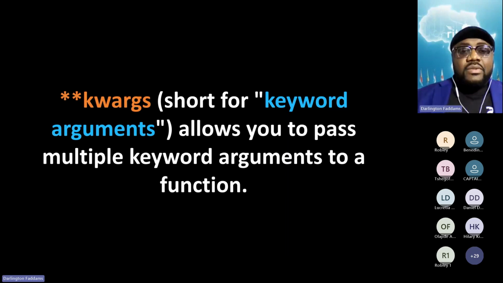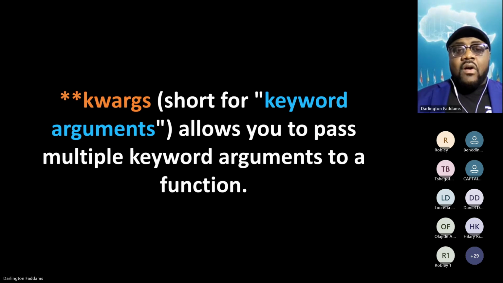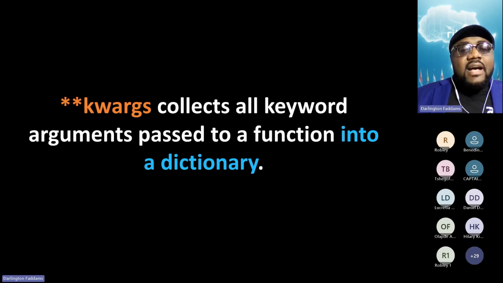We call them default parameters. The kwargs is short for keyword arguments, and it allows you to pass multiple keyword arguments to a function. Now, what is meant by a keyword argument is an argument that has a keyword, or an argument that has a variable, or an argument that has a known or a named parameter. The double star kwargs collect all the keyword arguments passed to the function into a dictionary.